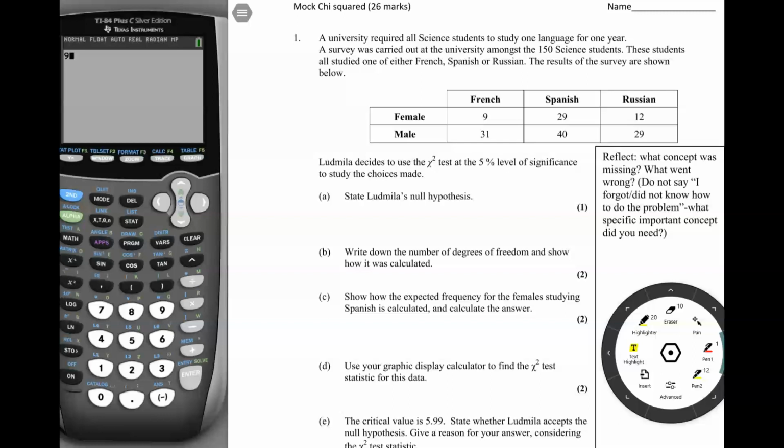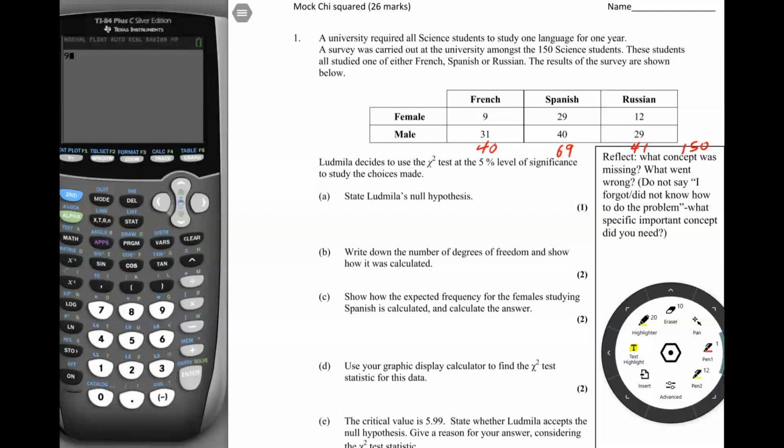Okay, so I guess the grand total for this is 150 students, but they didn't give us the subtotals. I'm just going to add them up real quick because we know that in any kind of chi-squared problem we need to know the totals. So 9 plus 31 is 40. 29 plus 49 is 69. And 12 plus 29 is like 41, I think. Okay, and let's just make sure that those add up to 150. 40 plus 41 is 81. 81 plus 60 is 141, plus 9 is 150. Yeah, that adds up.